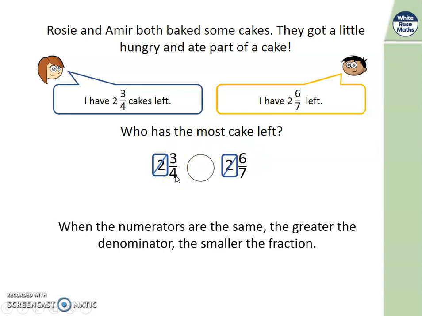So therefore I do the same to the denominator. I times it by 2 and I get 6/8. Now I'm comparing 6/8 and 6/7. When the numerators are the same, the greater the denominator, the smaller the fraction. So here we can see that 8 is greater and therefore it is a smaller fraction. So therefore, who has the most cake left? Amir. He's got the most cake left.